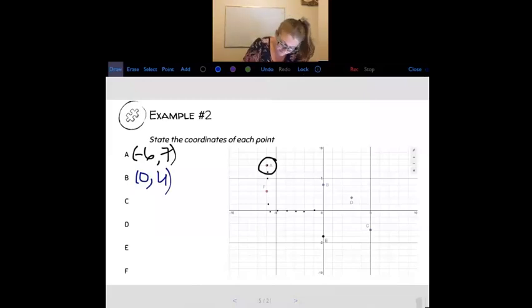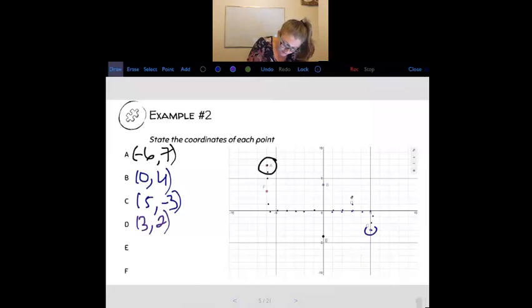Point C. So we count. We're going to go over 1, 2, 3, 4, 5 is our x coordinate. And then we go down 1, 2, 3. So negative 3 because we went down in the vertical direction. Okay, point D, 1, 2, 3, and then we go up 2. So this point is 3, comma 2.